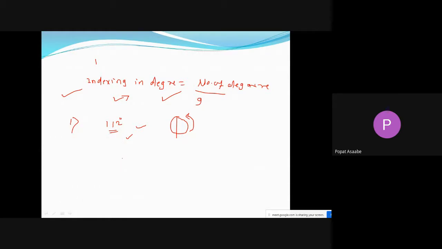Indexing in degree is equal to number of degrees required divided by 9. What is the number of degrees? That is 112 divided by 9. Okay, may I write? Then what is the answer for that?